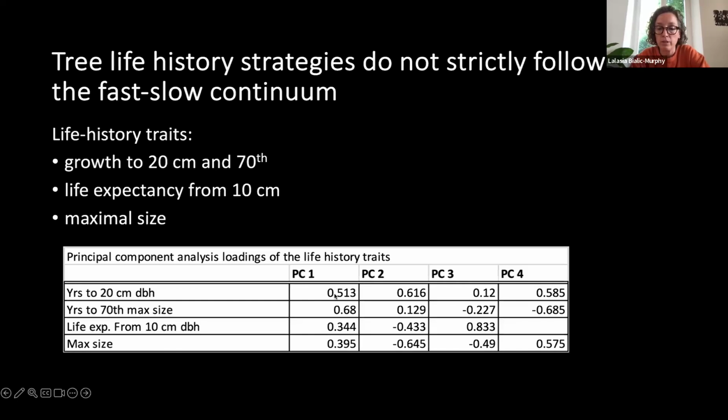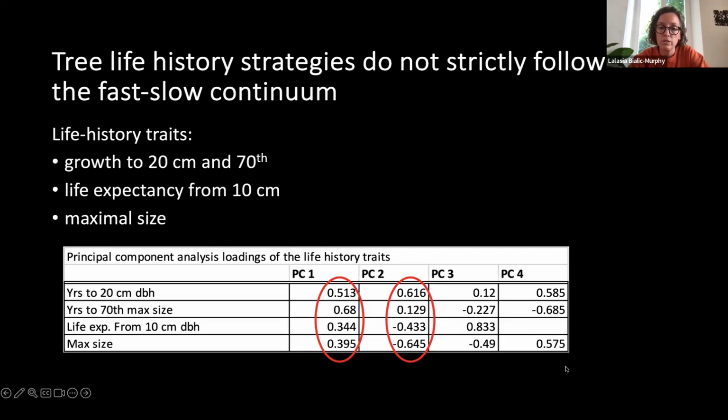One of the things that I really want to point out is not necessarily the weighting. So the weighting is important in some regards. You have growth really being heavily weighted on PC1, size on PC2, and life expectancy on PC3. But the covariance between the traits flips as you go from one PC axis to the next. So this is a strong indication that there's more complex dimensionality in the relationship between these life history traits.